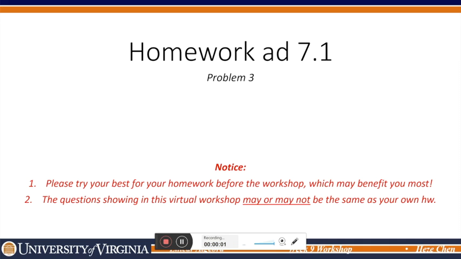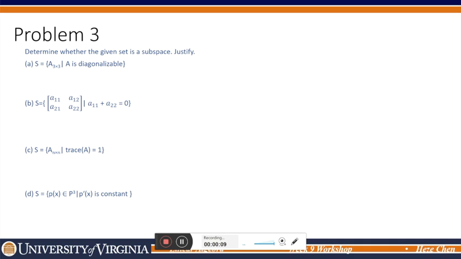This is problem 3 for homework 7.1. Determine whether the given set is a subspace and justify. A. S is the subset of all 3×3 diagonalizable matrices. If two diagonalizable matrices are added together, then the result may not be a diagonalizable matrix.